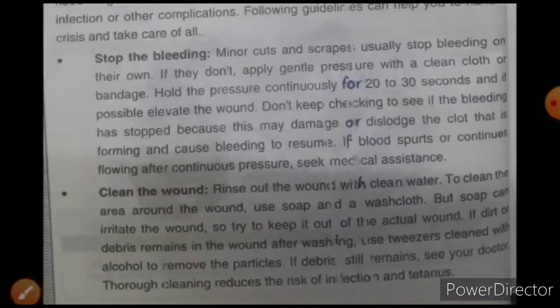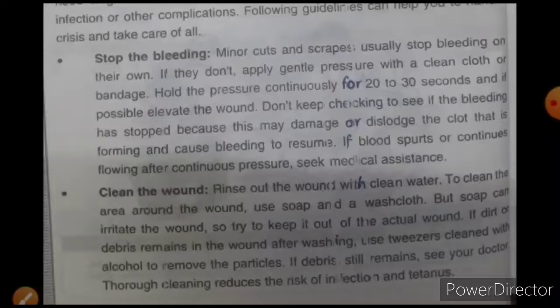तो आप tweezer का इस्तेमाल कर सकते हैं अगर आपको नज़र आ रहा है कि उसमें certain particles हैं dirt के. अक्सर छोटे छोटे से तिनके आपको नज़र आ रहे होंगे. You can easily clean it. So clean it with alcohol and remove the particles. ठीक है. If debris still remains, see your doctor. Thorough cleaning reduces the risk of infection.